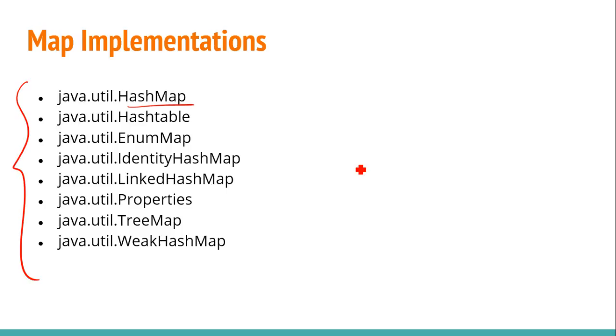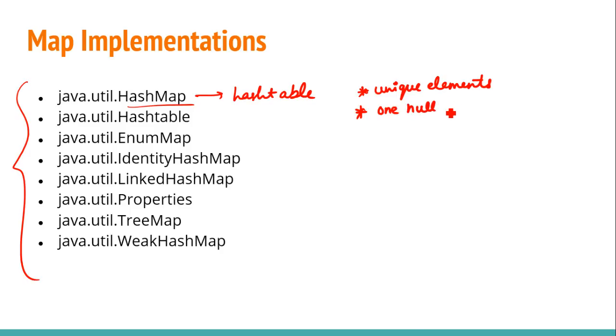Hash map, let's say for example. Hash map uses a hash table to store data in the form of a map. There are a few properties to it. It allows only unique elements. It allows for one null key. You can have only one null key in the hash map. And then for values, you can have multiple null values.